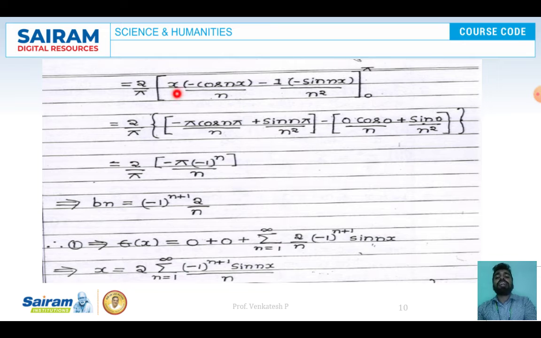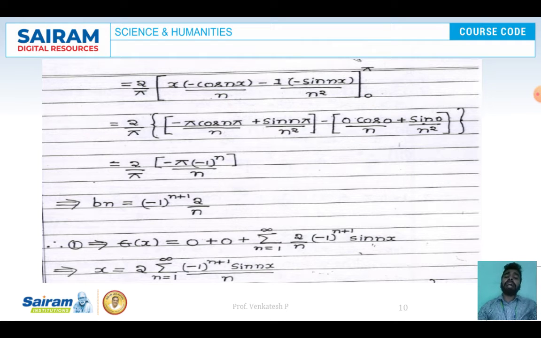First, keeping the x term as it is, integrating only sin nx, we get minus cos nx by n, minus. Now differentiating x with respect to x one time, it becomes 1, and integrating this cos nx one more time, we get minus sin nx by n square, with the limit 0 to pi. Okay, now I am going to apply the limit.